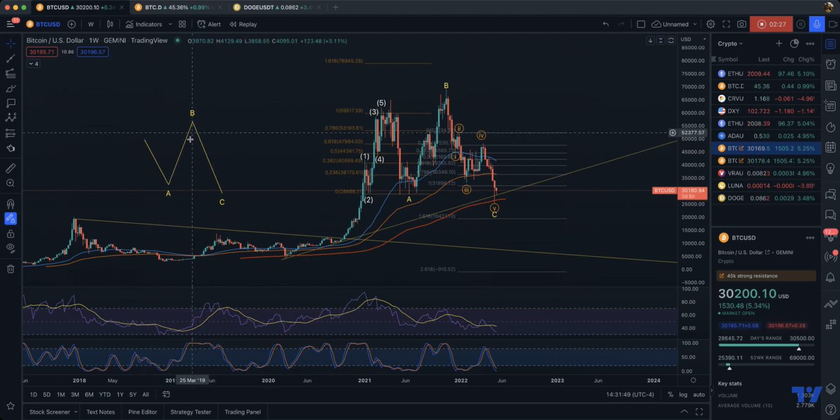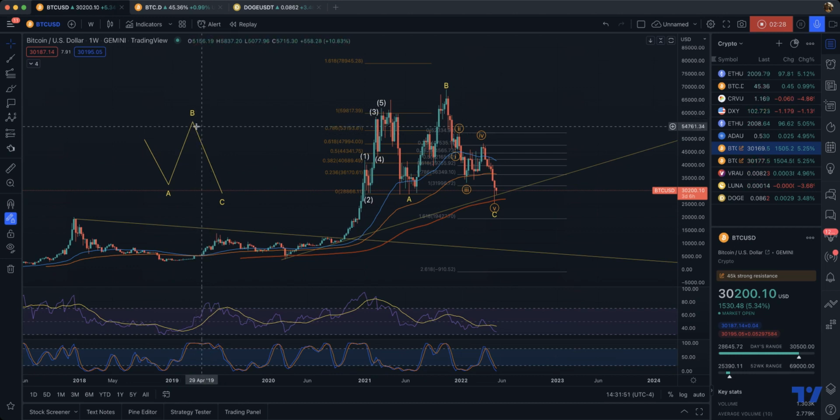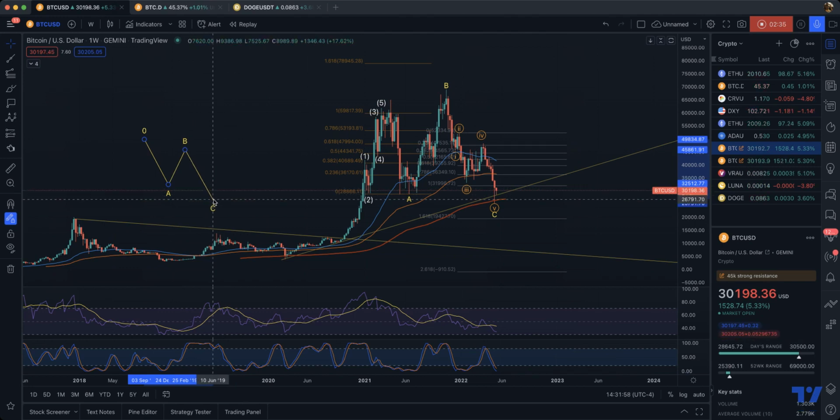In a normal flat correction, the B would look like this, and the C would come down probably like that because the A wave is 3 down, the B is 3 up. It's counter trend, so it gets stuffed, relatively short. And then the C is 5 down, and that's really the most brutal part.